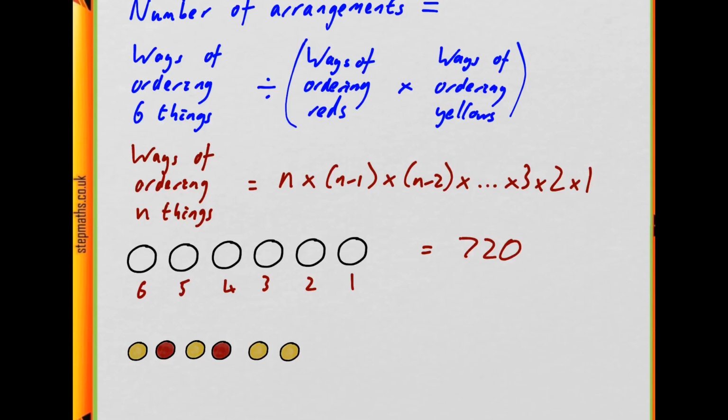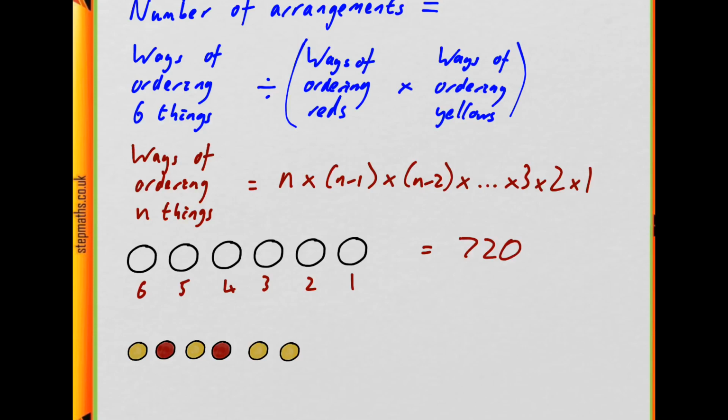So that means that the number of arrangements I count, if I just call it 720, has been increased by the number of ways I can reorder the reds and yellows. As in the number of ways I can switch the 2 red things or switch the 4 yellow things about. Because doing either of those things doesn't change what it actually looks like.